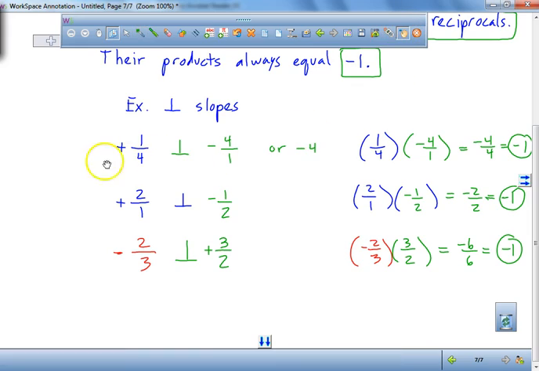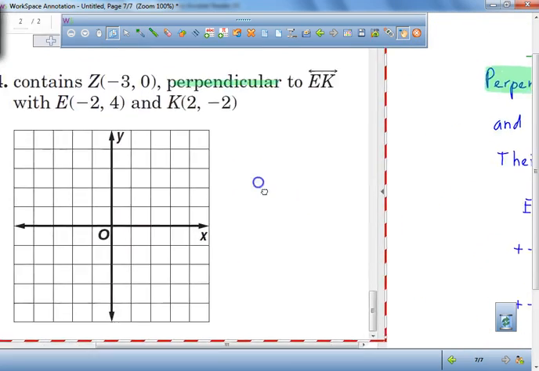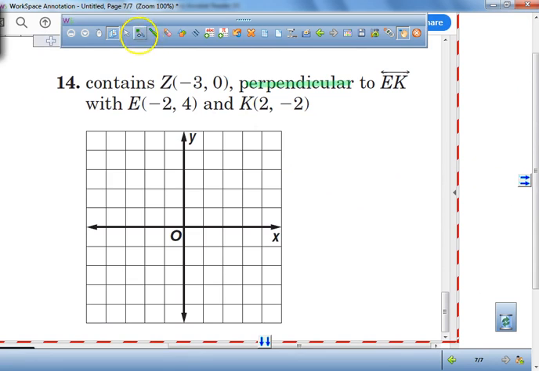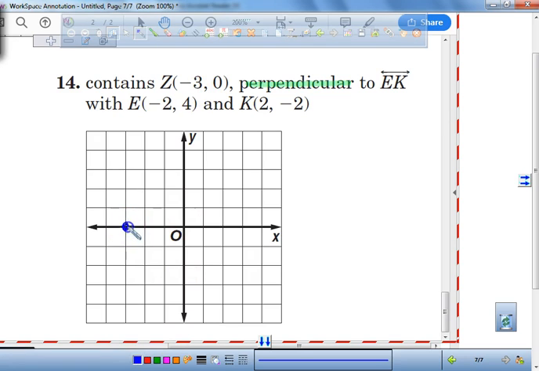We're going to take this information and go over to our problem. We have to draw a line that contains negative 3, 0. So plot negative 3, 0. Please stop making that noise. Thank you. And it's perpendicular to what? EK. So here we're going to draw what EK looks like.